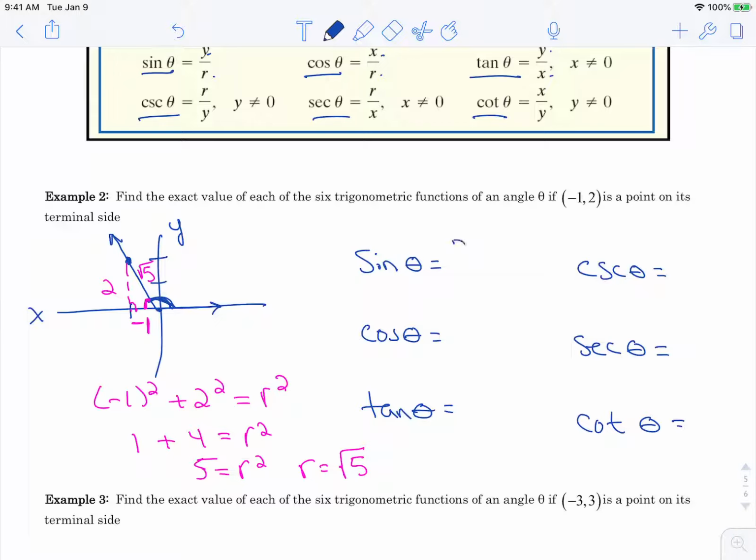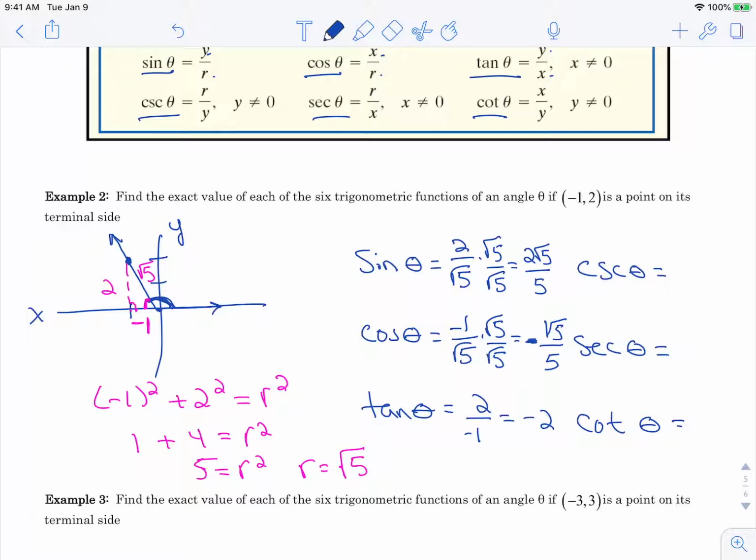So sine is opposite over hypotenuse. Can't leave it like that, so I have to rationalize. Cosine of theta would be adjacent over hypotenuse. Can't leave it like that, have to rationalize. And you can put this negative anywhere as long as just the ratio is negative. Tangent is opposite over adjacent, which would just reduce to negative 2.